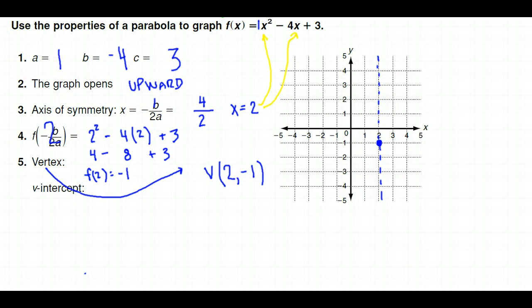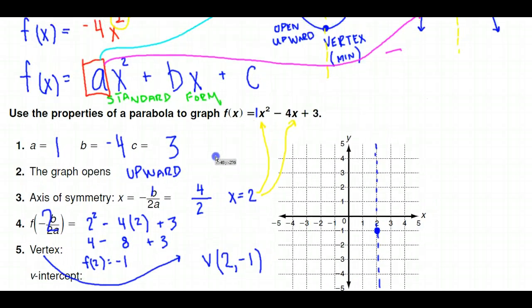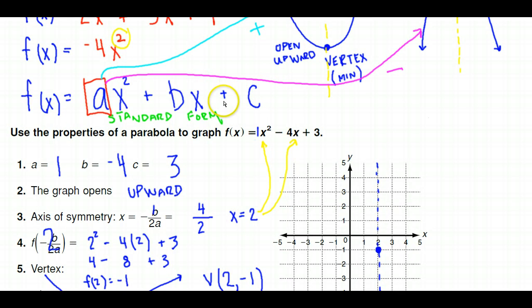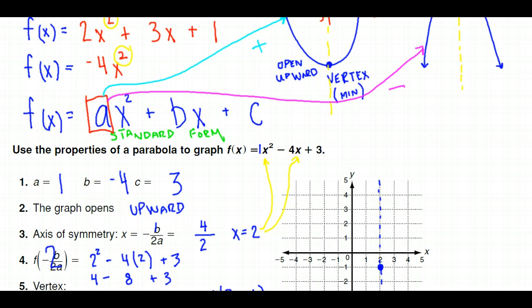And the one other point that I need is the y-intercept. And the y-intercept is the c in your standard form function, your constant term, that's always your y-intercept. Because your y-intercept is when x equals 0. So whatever that c value is, that's your y-int. So in this case, my y-intercept is 3. So that means the other point on that graph is my y-intercept at 3.